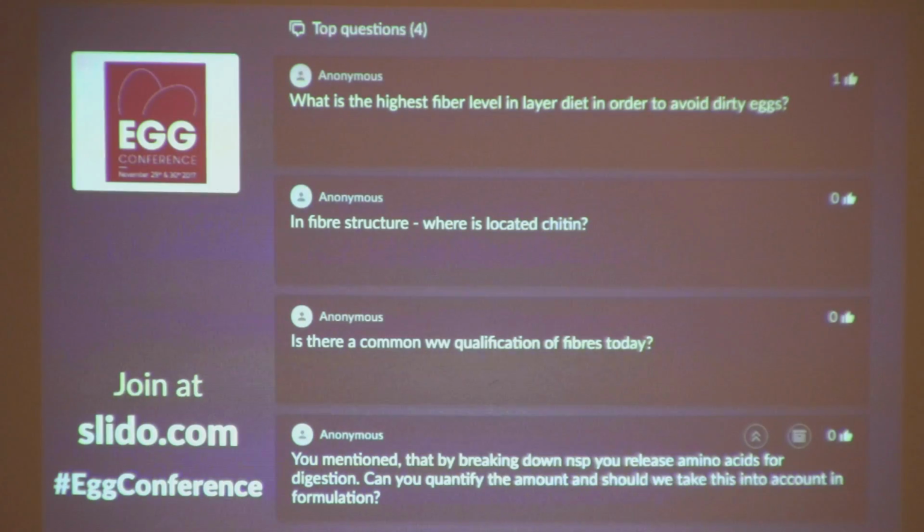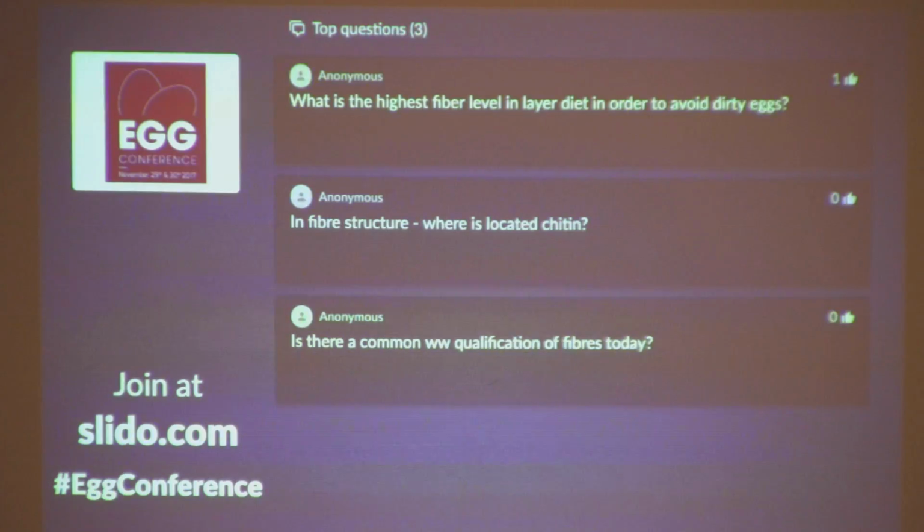There is one question, but in fiber structure, where is chitin located? Do you have chitin in vegetable plants, I would say? You will have chitin in some, but I must say I haven't been looking that much into that. I don't think I can give a clear answer, but you will not have chitin, for instance, in cereals for sure.